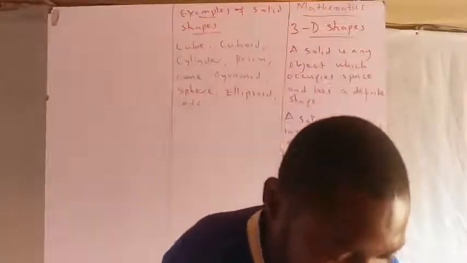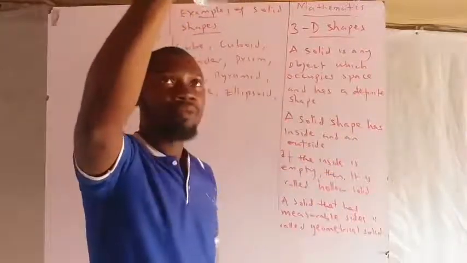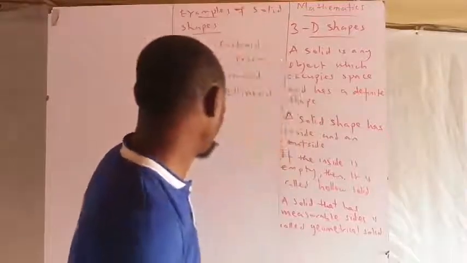Then here is a cone. A cone looks like a funnel. It's a funnel precisely. This is a cone.